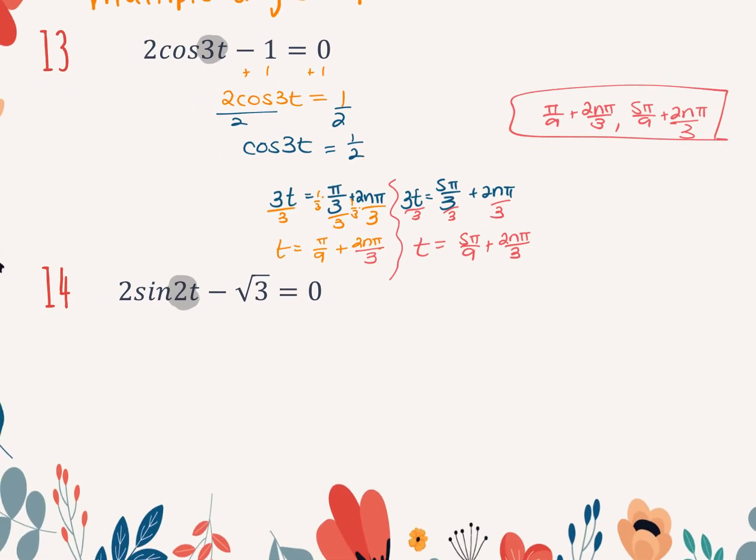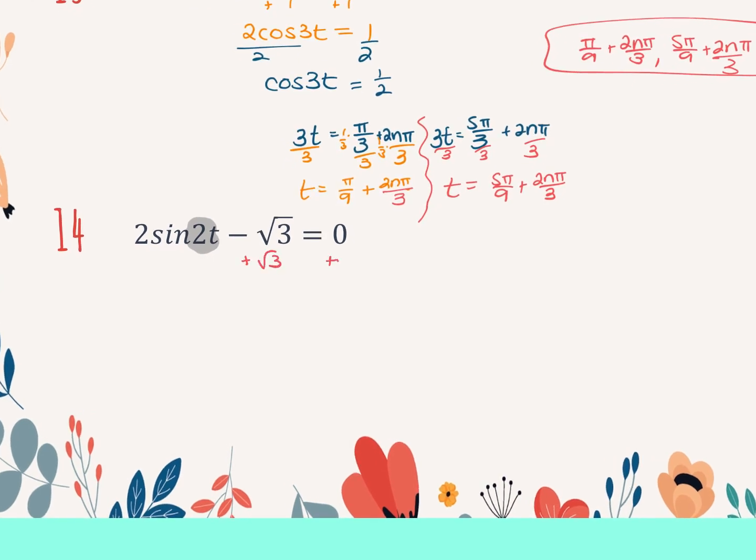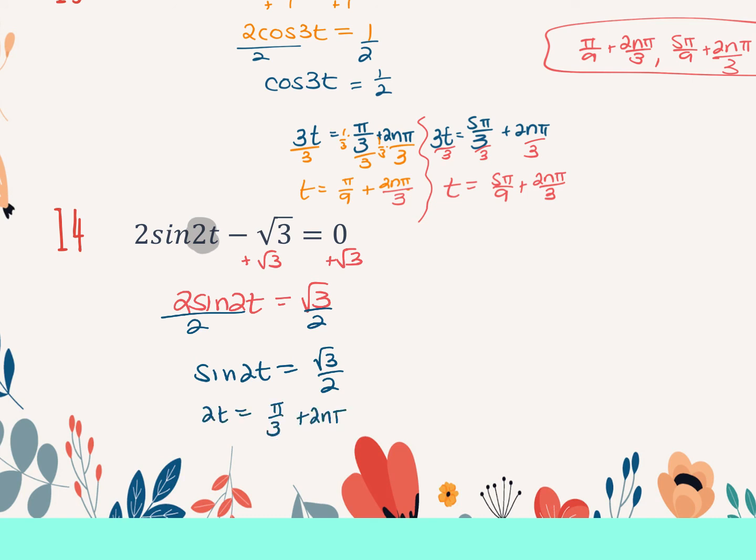All right. Next one I'm going to do kind of quickly because it's the same concept. I'm going to add the root 3: 2 sine 2t equals root 3. Divide both sides by 2. Sine 2t equals square root 3 over 2. Go to my unit circle. Where is sine root 3 over 2? It's at positive pi over 3 plus 2n pi, and 2t would equal 2 pi over 3 plus 2n pi.